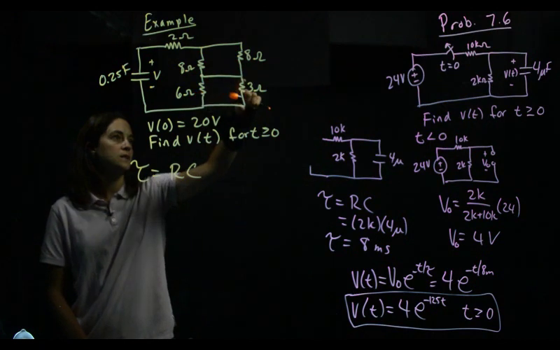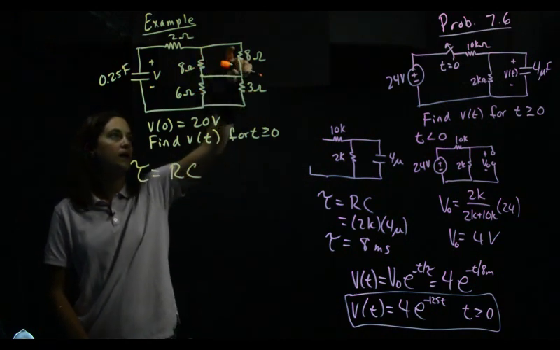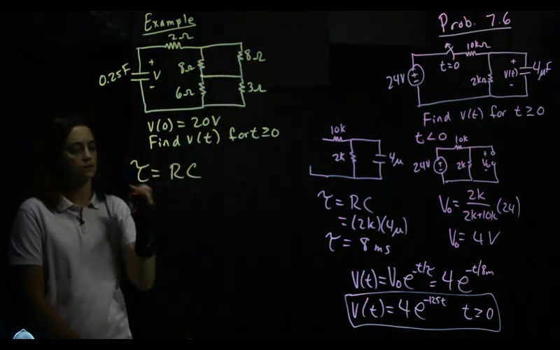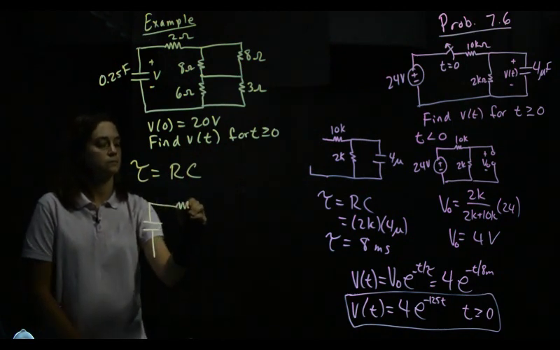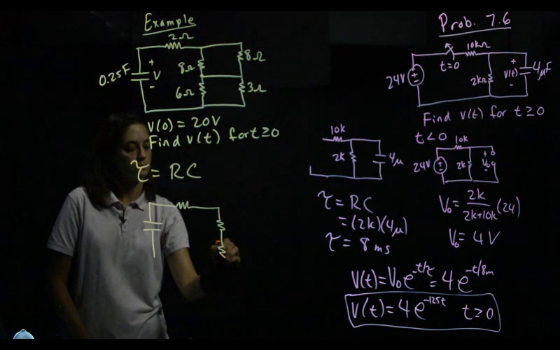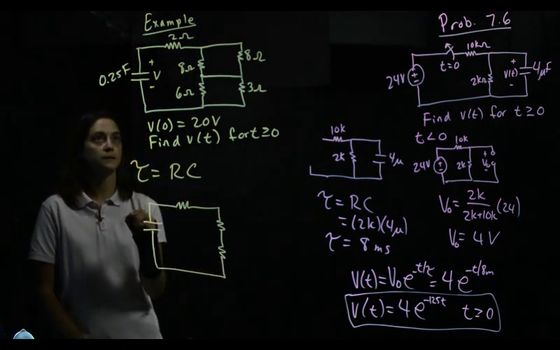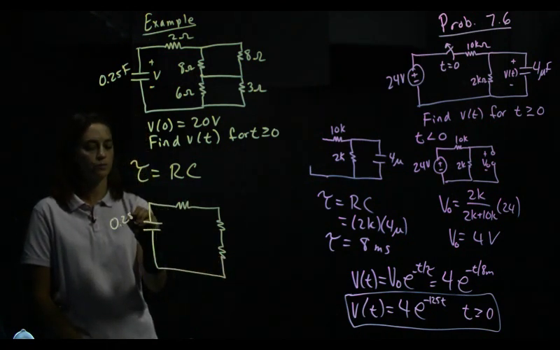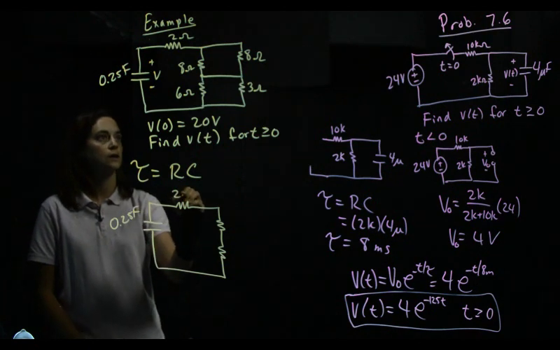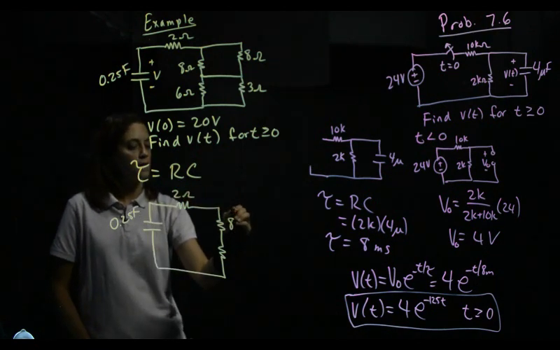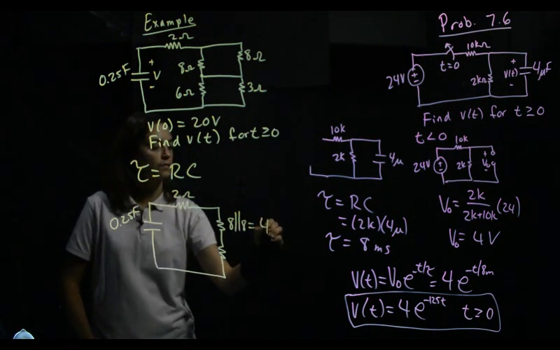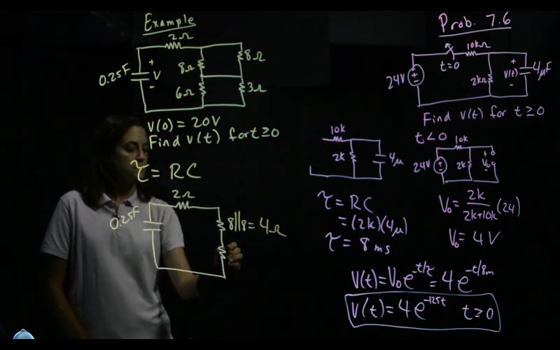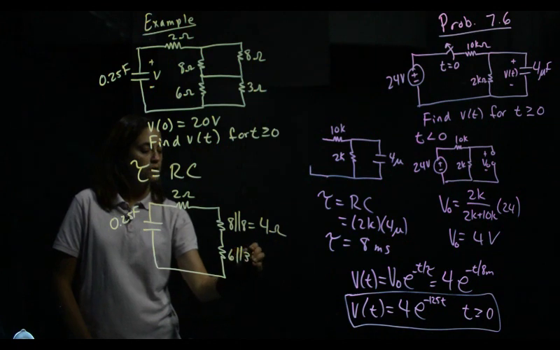I have 6 in parallel with 3, and I have 8 in parallel with 8. So I can redraw this. Like that. This is 0.25 farads, 2 ohms. This is 8 in parallel with 8. Anything in parallel with itself is half the value. This is 6 in parallel with 3.